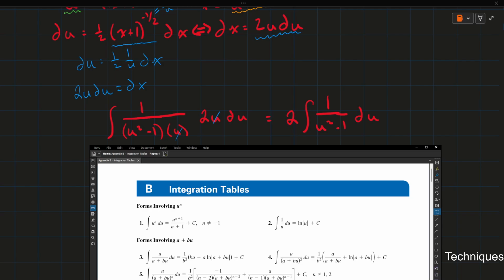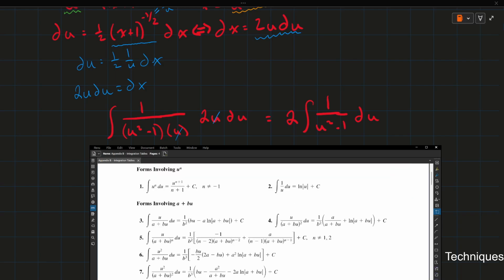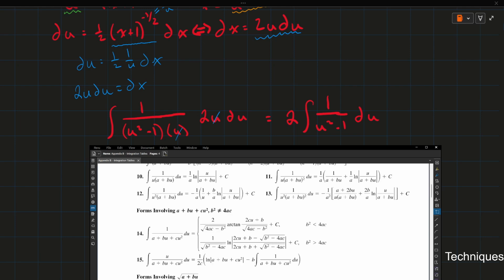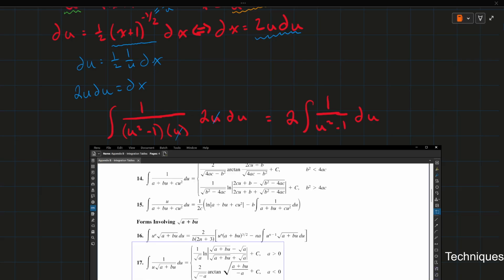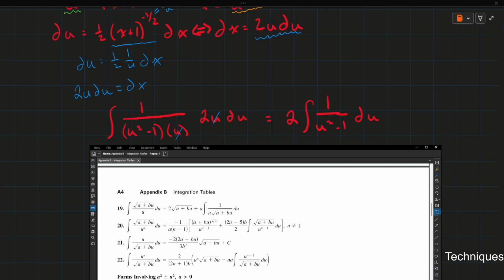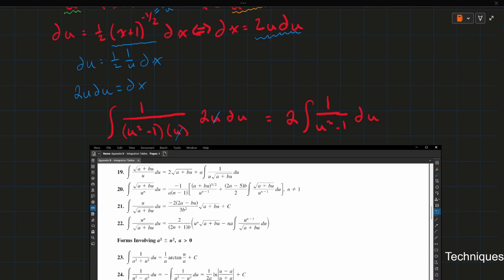But let's see, we want u squared, so this is only u to the first, so these aren't going to fly. This one's a full quadratic, so that's probably not where we're looking. These are radicals, probably not great. Here we go, down here: a squared plus or minus u squared. That's what I was just talking about, because a squared would be 1.